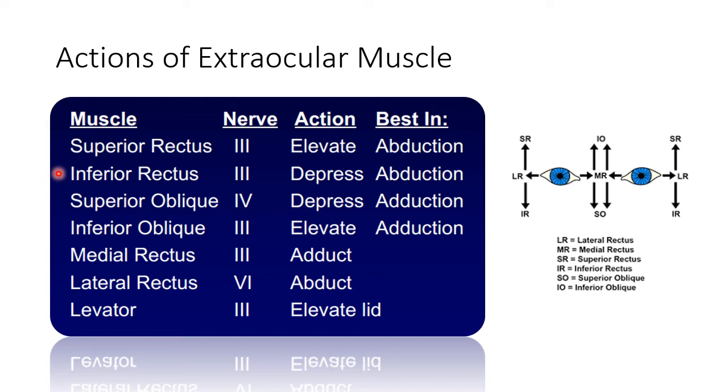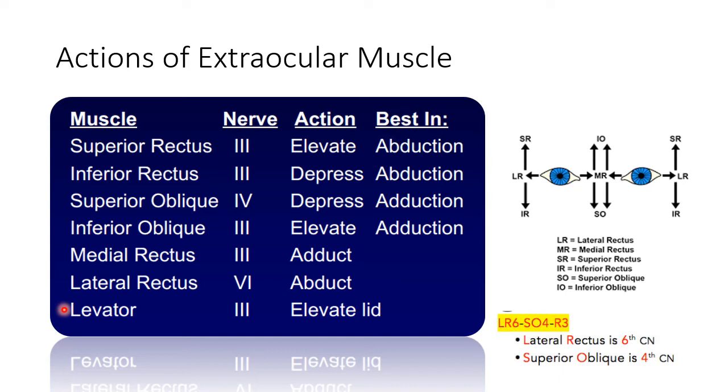The superior oblique muscle is innervated by the 4th nerve and depresses the eye, best seen in adduction. The inferior oblique is innervated by the 3rd nerve and elevates the eye, best seen in adduction. The medial rectus muscle is innervated by the 3rd nerve and adducts the eye, and then the lateral rectus is innervated by the 6th nerve and abducts the eye. The levator palpebrae muscle is innervated by the 3rd nerve and elevates the eyelid.